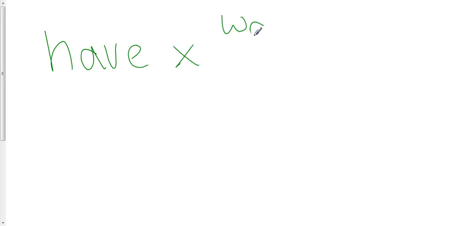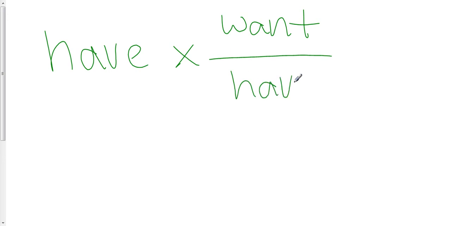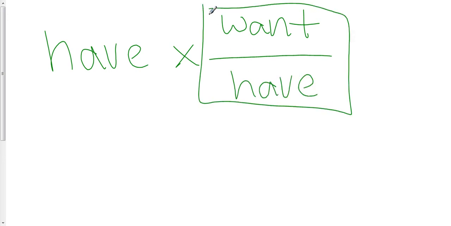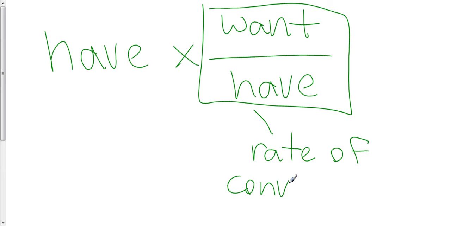So let's do another example. Again, your key formula here is you're going to take what you have, and you're going to multiply it by what you want, and you're going to divide it by what you have. Here, though, this is some sort of rate of conversion. If you don't have this, you can't convert.